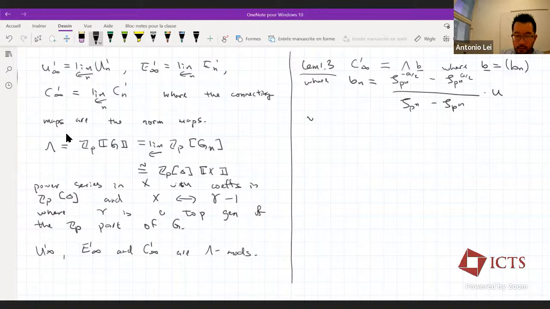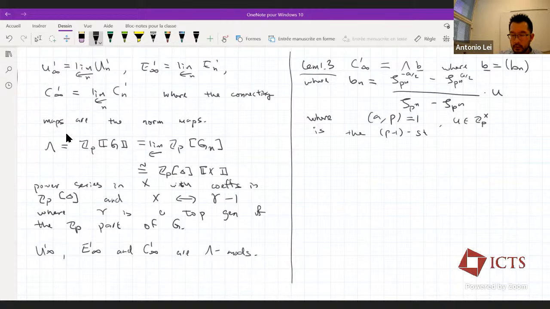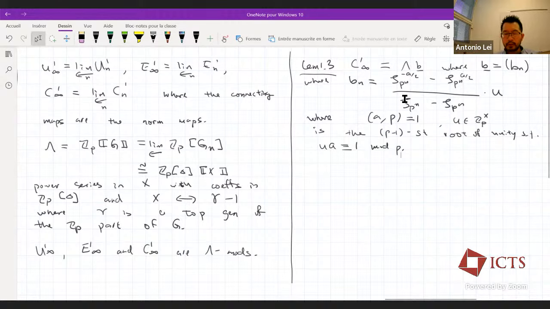Times some unit, where a is an integer coprime to p and u is some p-adic unit, and it is actually a (p-1)-th root of unity, such that u times a is 1 mod p. So what I want to say is that this is actually a very explicit generator.